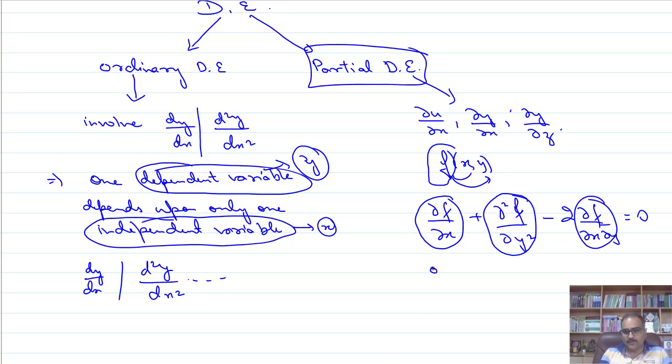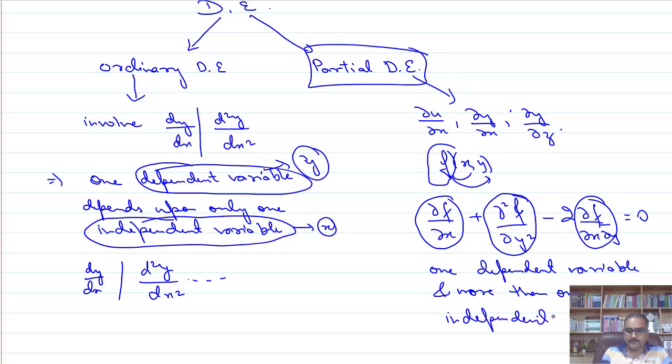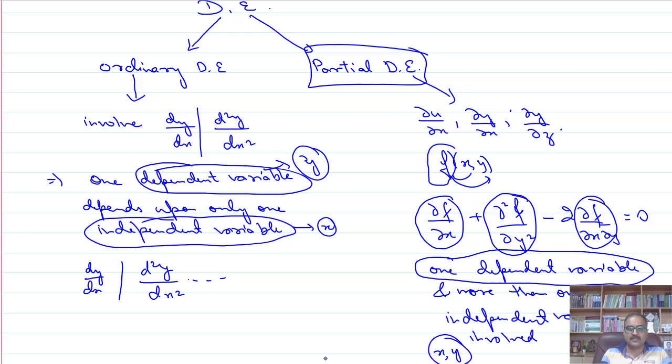Here one dependent variable and more than one independent variables are involved. Here f is the dependent variable and x and y are the independent variables. So this is a basic example of a partial differential equation.